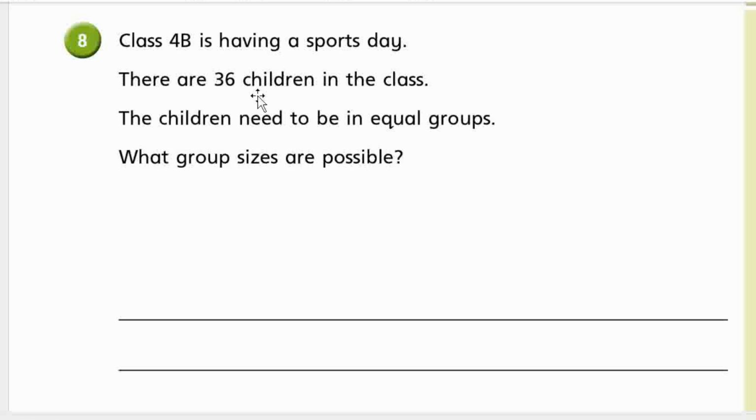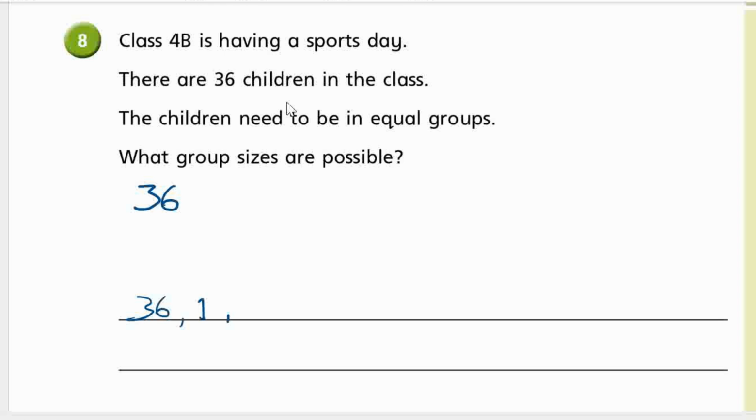Class 4B is having a sports day. There are 36 children in the class. The children need to be in equal groups. What group sizes are possible? So you're figuring out basically what all the factors of 36 are. What are all the factors of 36? Anyone? 36? 1. That'd be quite a funny group there, wouldn't it, if they're all in groups of 1. But anyway, that's fine. They didn't say how big or small the groups need to be.